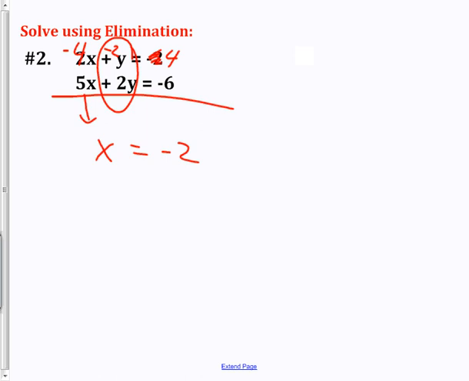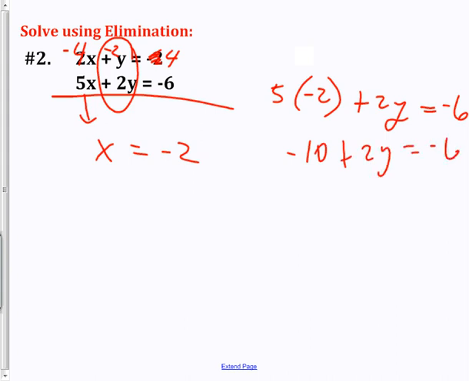I've got to find y. So I go stick that x is negative 2 into either one of the equations. It doesn't matter. I'll use the bottom one because there's more positives in it. 5 times negative 2 plus 2y equals negative 6. And then I get negative 10 plus 2y equals negative 6. And then I add 10 to both sides. And that's 4. And y must equal 2. So it's negative 2, comma 2.